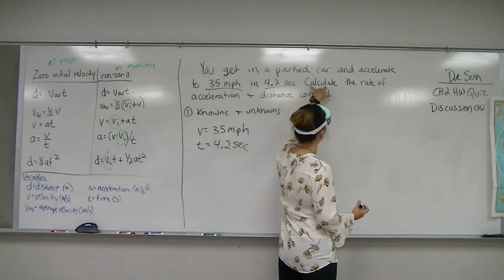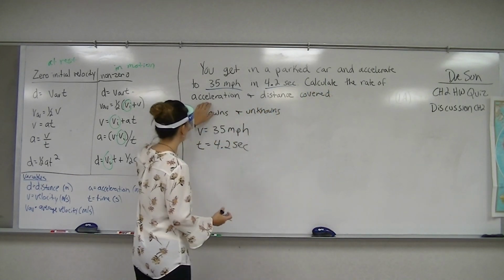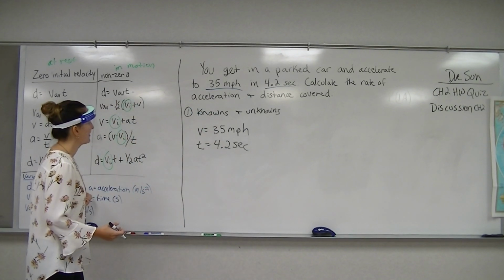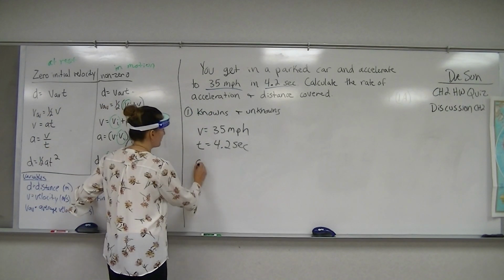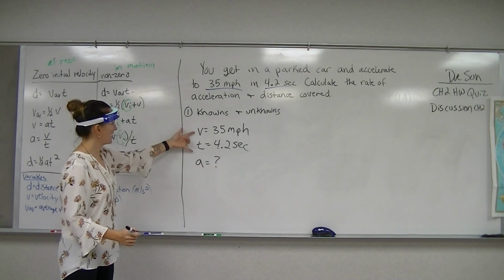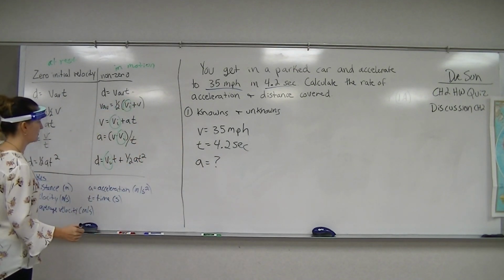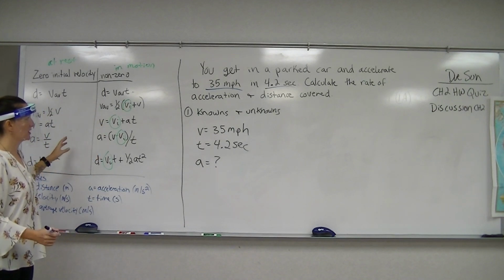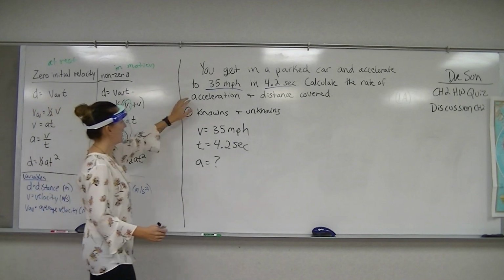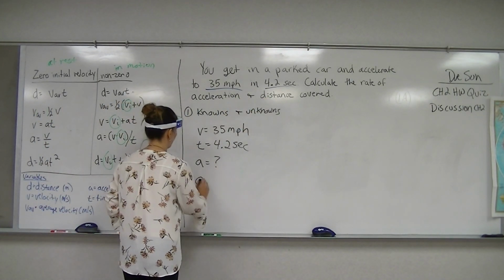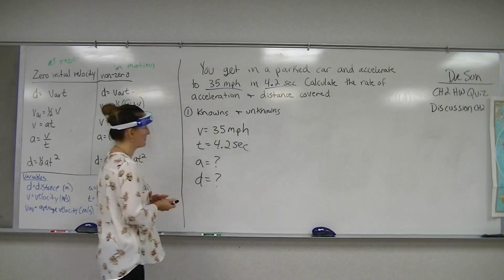However, it next says calculate the rate of acceleration. So acceleration, this A, that's one of my unknowns. So I'm going to write the variable A with a question mark. The reason I'm doing this is because I'm taking these variables and I'm going to compare them to the equations I have to help me figure out which one's going to be useful to me. So A is one of my unknowns, but then it says and distance. So distance is going to be my other unknown.